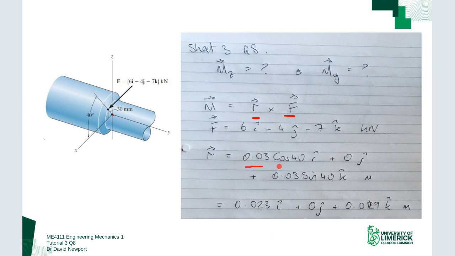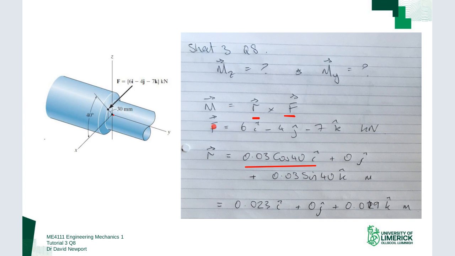Okay, and if I look at my figure here, I've got 0.03 cos 40 i hat. So again, that's plus, in the plus direction, it's going out. I have 0 j hat and 0.03 sin 40 k hat. And again, that is plus because it's pointing up. Okay, so that gives me the displacement vector, and I already have the force.